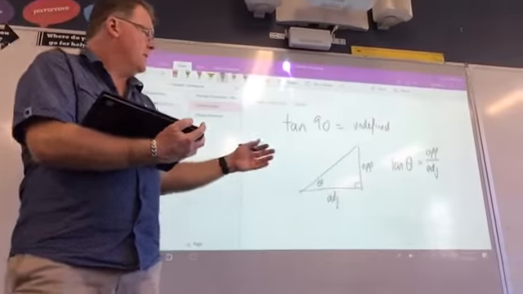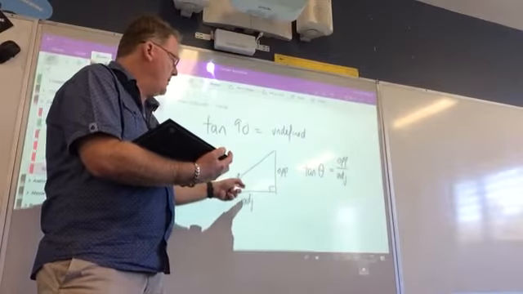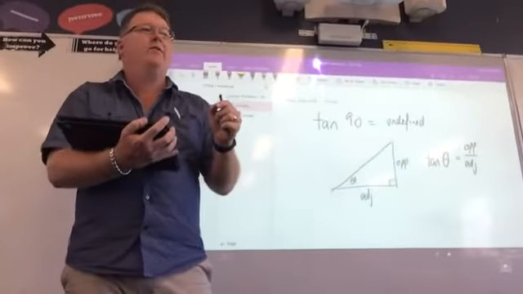So for example, if I find the tan of 45, so this is a 45 degree angle, what's the answer? On your calculator, what's the tan of 45?